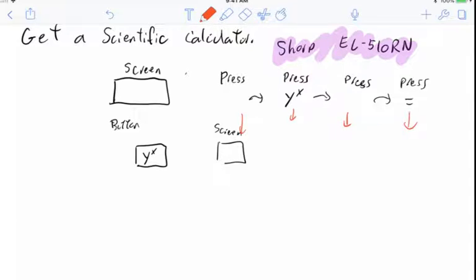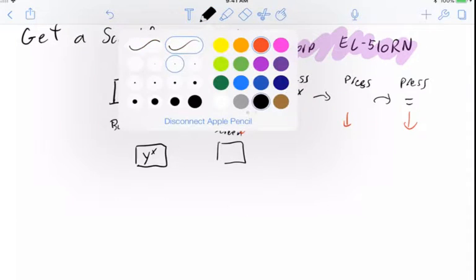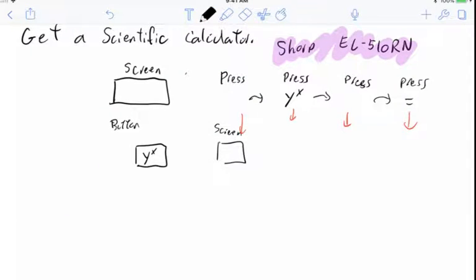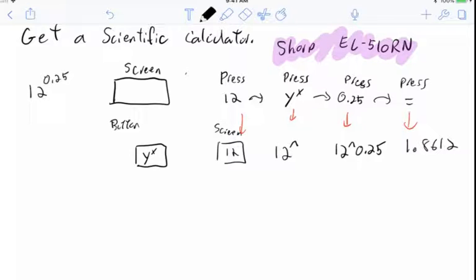So let's try, and I'll tell you what it says on my screen because I want you to walk through it. So what if it's 12 to the power 0.25? Okay. So first I write 12, and the screen says 12. And then I press y to the x, and the screen says 12 uppy mark. And then I go 0.25, and the screen goes 12 uppy mark 0.25, and then I press equal sign, and the answer is 1.8612. Did you get the same answer?